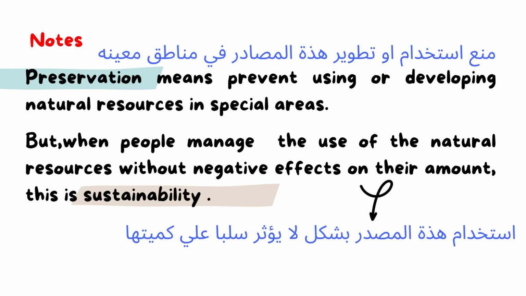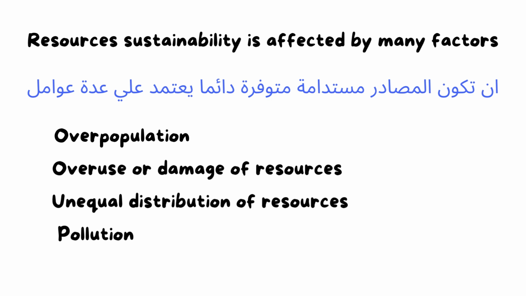So we can't use or develop these natural resources in special areas, in protected areas. But when people manage the use of the natural resources, so they can use this natural resource without negative effects on their amount in the future, this is sustainability. So there are some factors that affect sustainability. What are these factors? We have 4 factors.